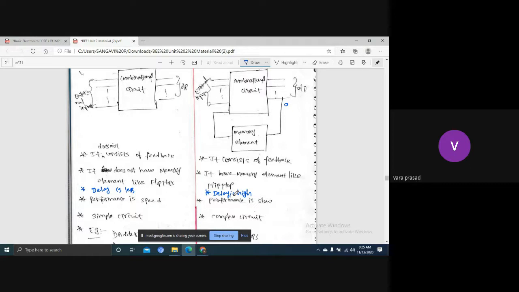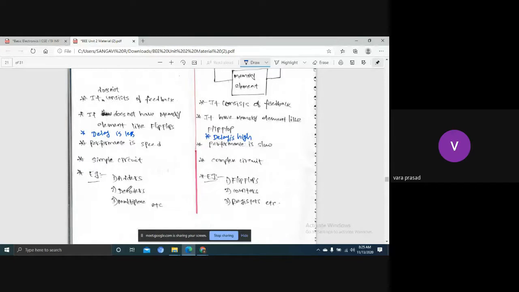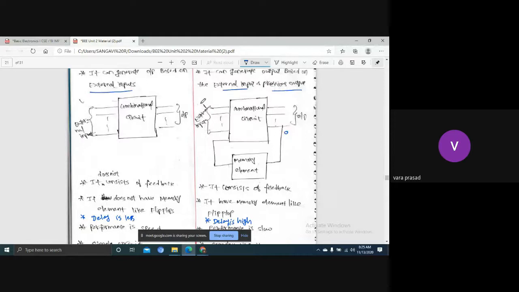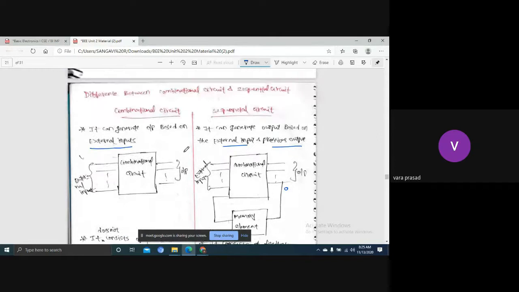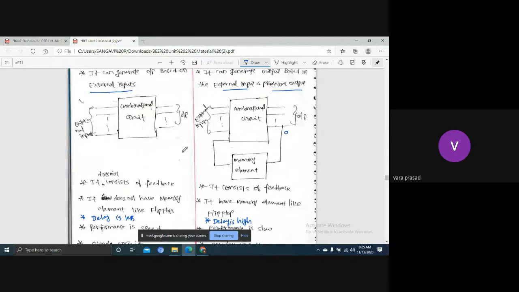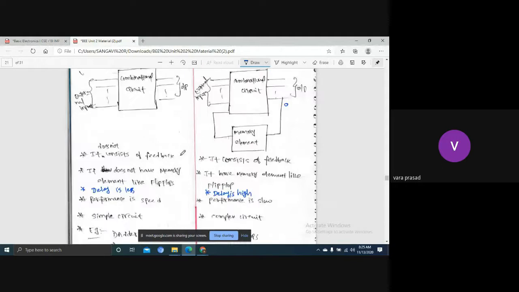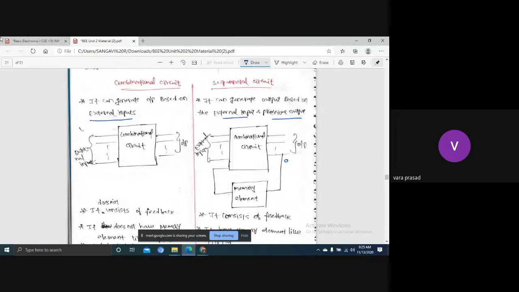But here we get the output very easily, within a short time. That's why performance is speed. Delay is less, time is less, so performance is speed. Otherwise performance is slow. This is a simple circuit and this is a complex circuit. Examples are adders, decoder, multiplexer; here flip flops, counter, register. If you write these points, okay, differences. If they ask a 10 marks question, you can write these points. This is enough.